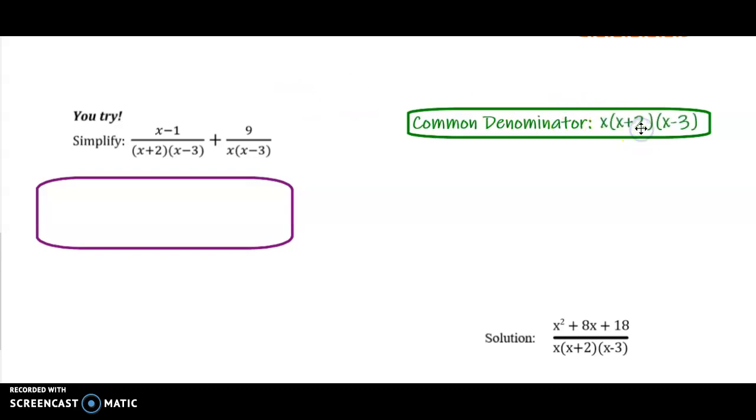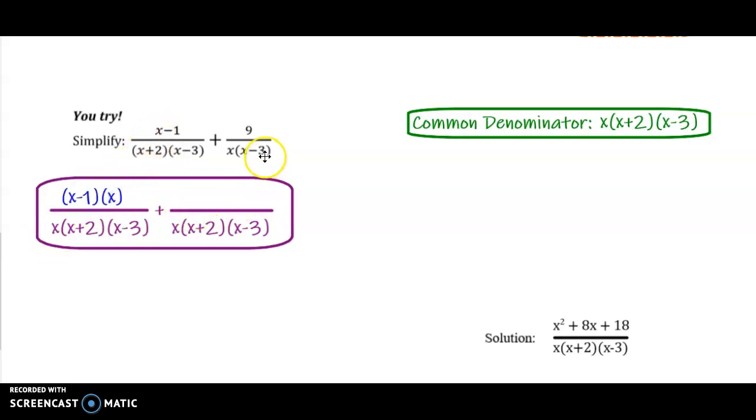So the common denominator is x times x plus 2 times x minus 3. So I have x minus 3 in both fractions, so I only had to write it one time. So I rewrite my two denominators. The first fraction is missing just an x. So I'm going to multiply the numerator and denominator by x. The second fraction is missing x plus 2. So I'm going to multiply the top by x plus 2.